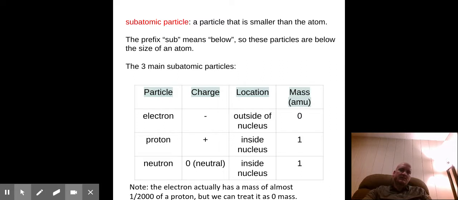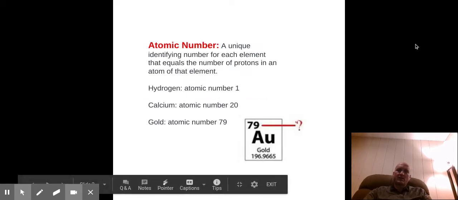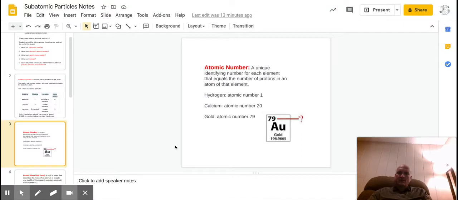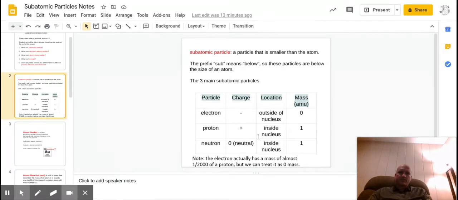Electron has a negative charge, outside the nucleus. Mass is insignificant, so we call it zero. Proton, positive, part of the nucleus, and a mass of 1. Neutron is neutral. It has a charge of 0. It's also part of the nucleus, and it has a mass of 1 as well. Just to note, the electron does have a mass, but it's so small we can call it 0.